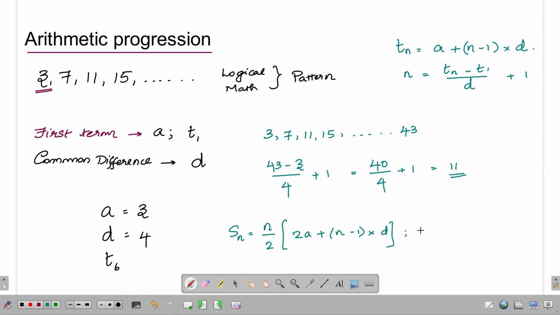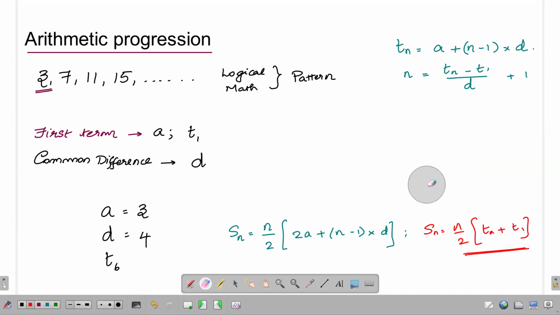In the same way, there is another formula. Sum to n terms can also be calculated using another formula. Both you should remember. Sum to n terms will be n by 2 into last term plus first term, n by 2 into Tn plus T1. This can also be used to find the sum to n terms of the progression. So these two formulae, as far as arithmetic progression is concerned, you have to remember. So I shall list them here.